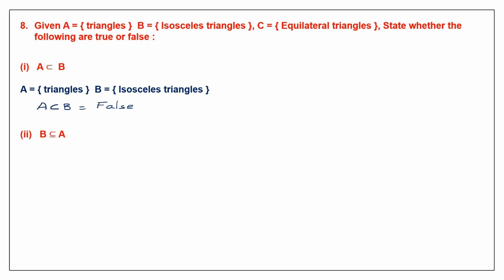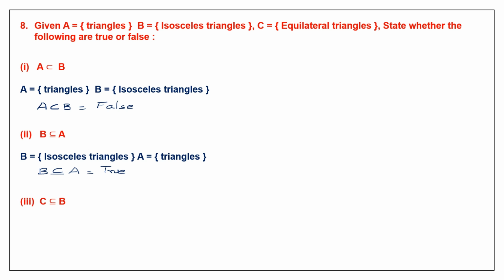The second one. Now here it says B is a subset of A. So let's see what we have in set B and set A. In set B we have only isosceles triangles. In set A we have triangles. So all isosceles triangles are also triangles, isn't it? So we can say that set B is a subset of set A. So this statement is true. That is, when we say set B is a subset of set A, this statement is true.